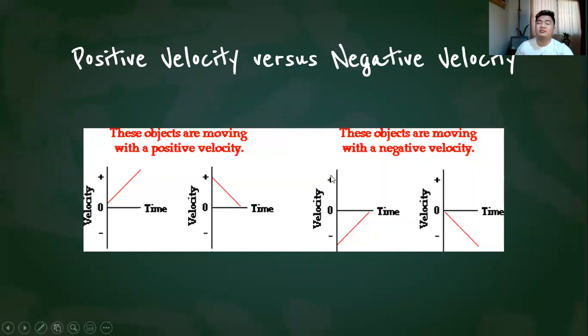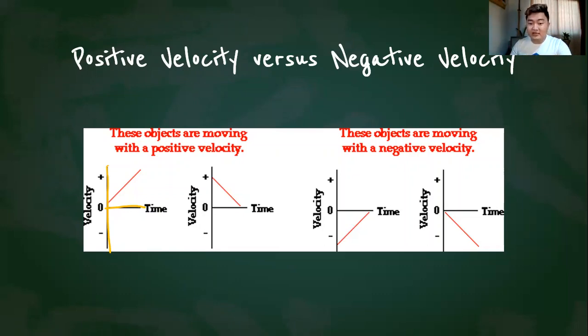To visualize that, let's have the graph of an object moving with a positive velocity and a negative velocity. Remember that our y-axis is the velocity, and all velocity values above your time axis, or x-axis, are positive. Therefore, if the graph is in this area here, the velocity will be positive. Even if it has a positive slope or a negative slope, if it's in the positive area of the velocity, which is above the time axis, then the velocity is positive.